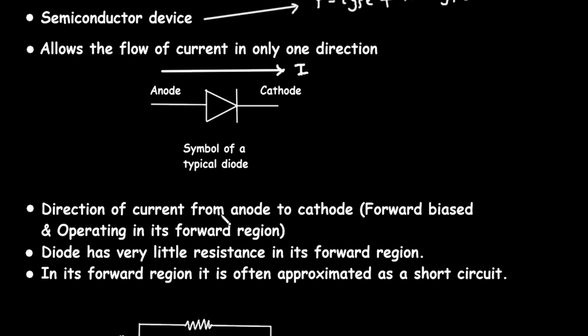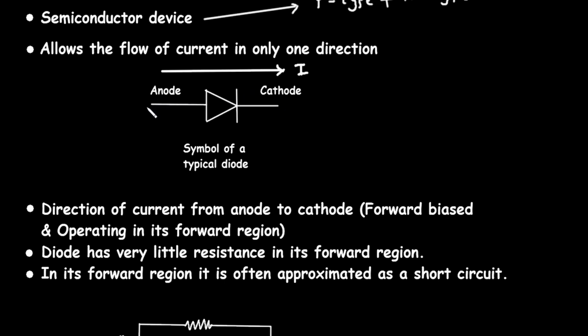Direction of current from anode to cathode, forward bias and operating in its forward region. So here there are two types we can connect the diode. One is forward bias and second is reverse bias. So if the current is flowing from anode to cathode, that means the diode is in forward bias. And what is forward bias?